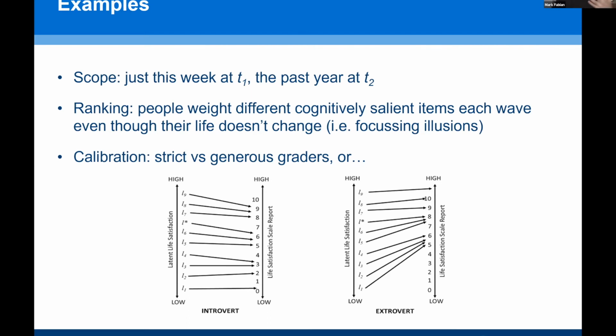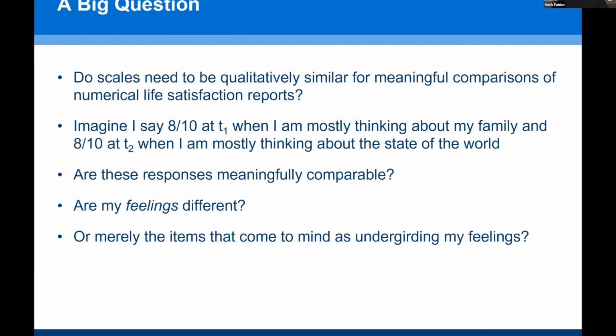And that raises an interesting question about, like, well, if you made everyone in the population more extroverted, would you be increasing welfare overall? All right, so I think this points to a big question, which is, do scales need to be qualitatively similar in order for meaningful comparisons to be made between numerical life satisfaction reports?